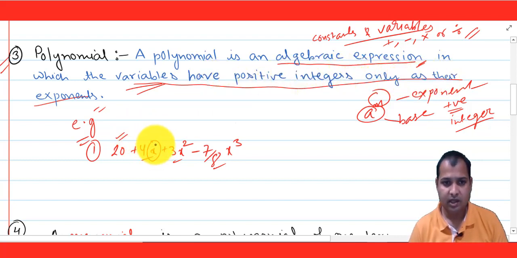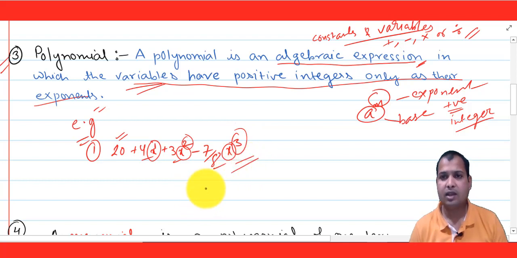Like here, if you see, in power it has 1, and 1 is nothing but a positive integer. Then here you see variable x is there, and what does it have in its exponent? It has 2. That is also a positive integer. Here we have x as variable and its exponent is a positive integer. So therefore this is an example of polynomial, because this is an algebraic expression and you can see that variables have positive integers in the power.